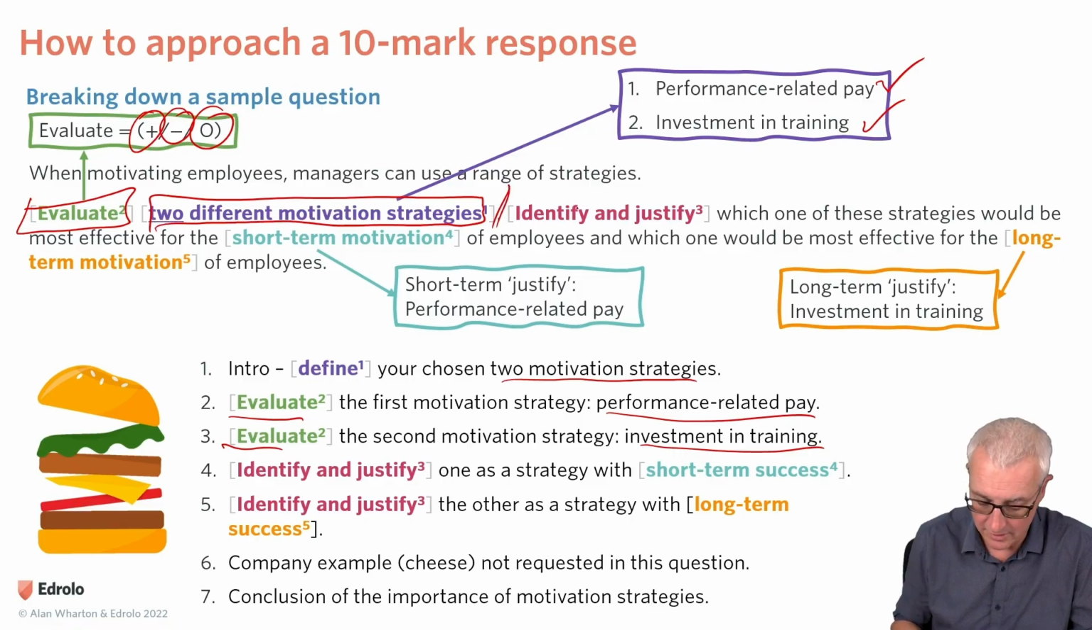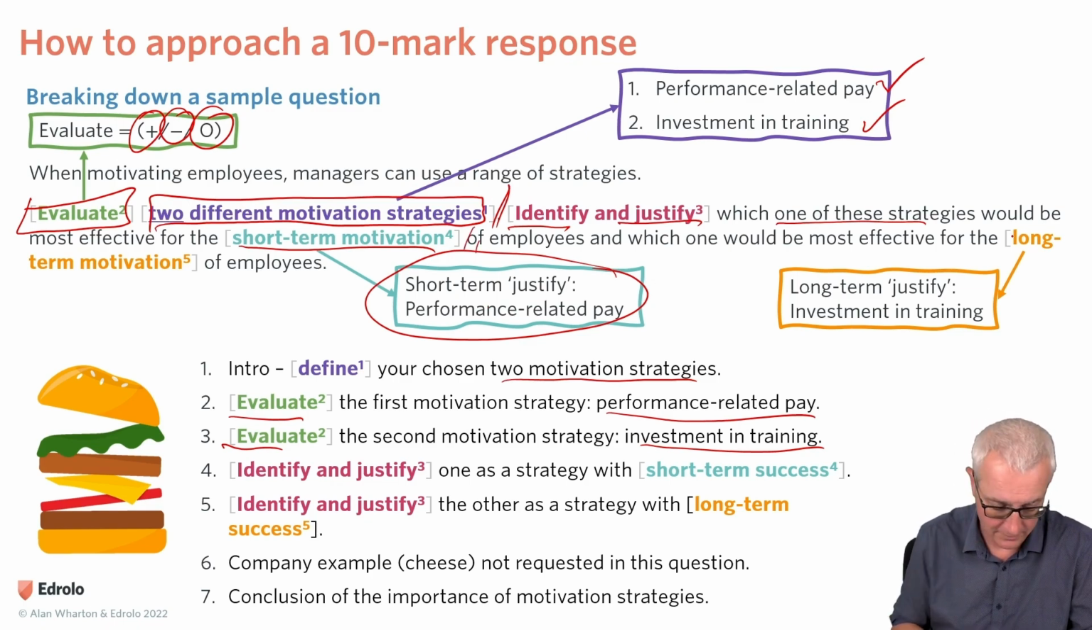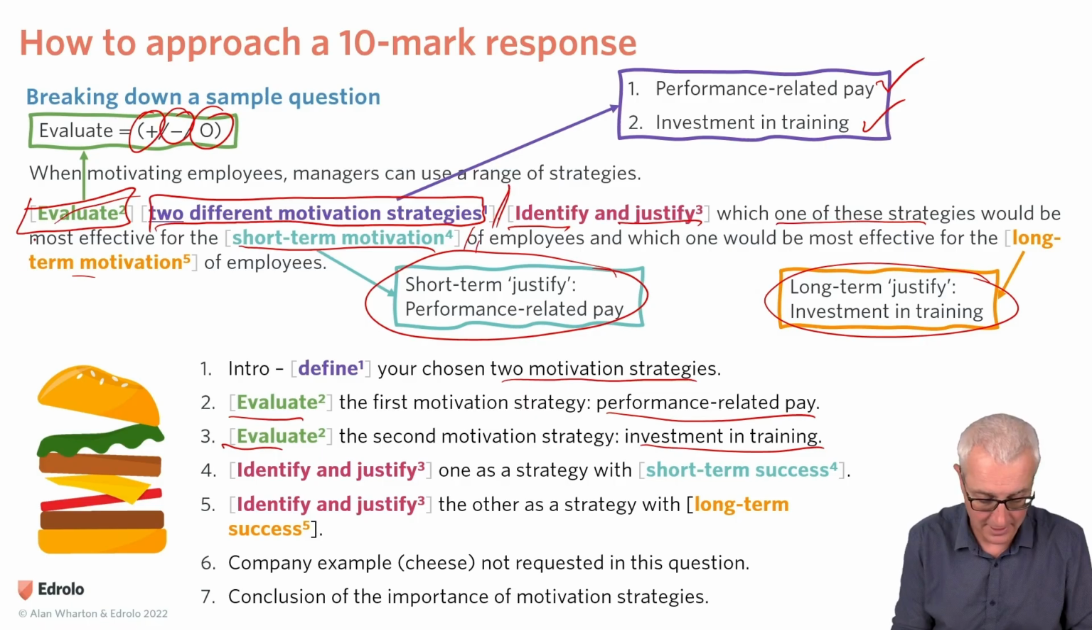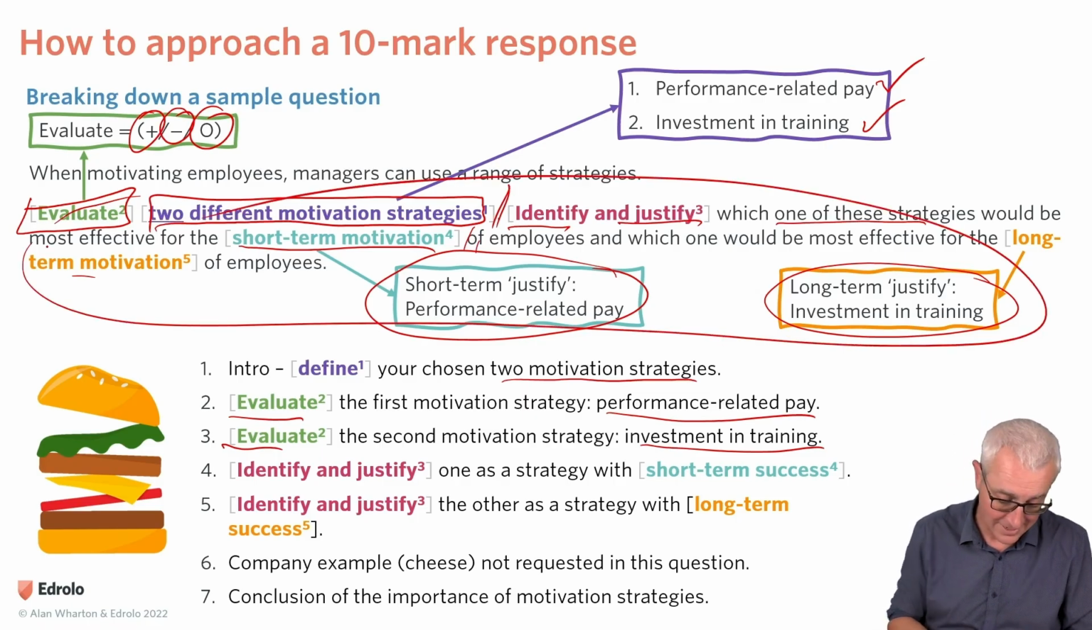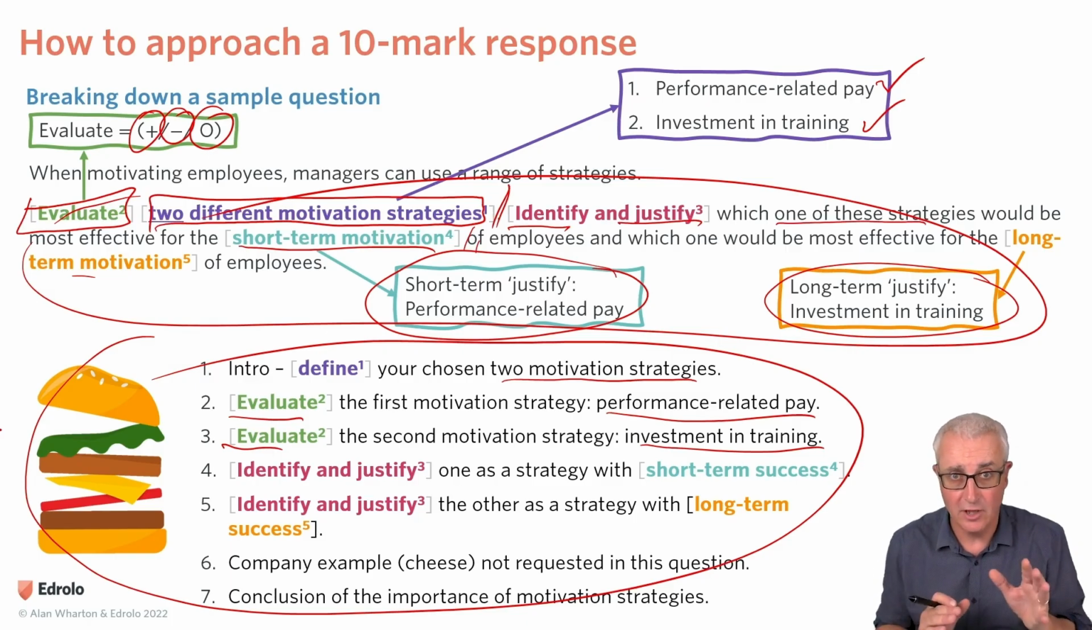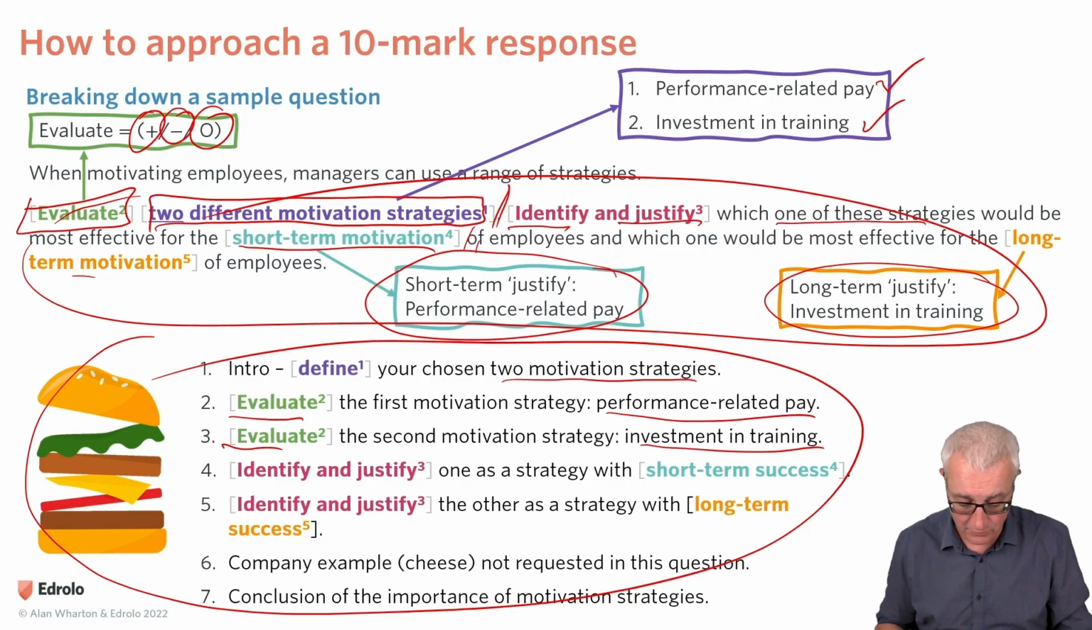Then I've been told to, one, identify and then justify why one of these strategies would be most effective for short-term motivation. I'm going to go with a justification on performance-related pay. Then which one would be effective for the long-term motivation? I'm going to go with investment in training. So by doing it either like that in this section here, or as a burger model like here, you can now see you've got a structure ready to go with before you even start writing. You can be thinking, yes, I'm going to be able to tick all of this off.